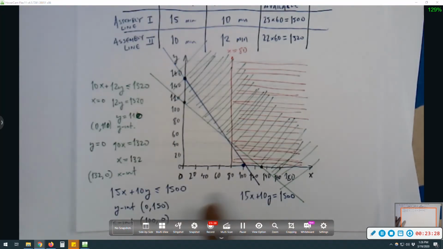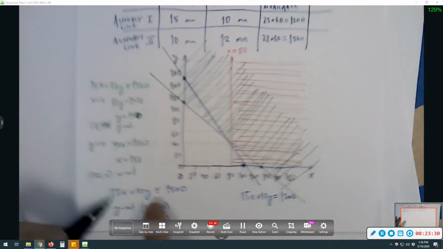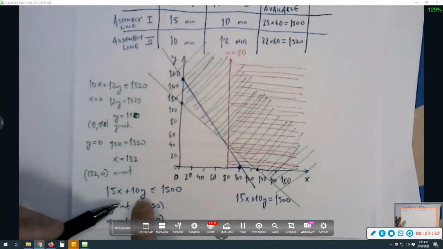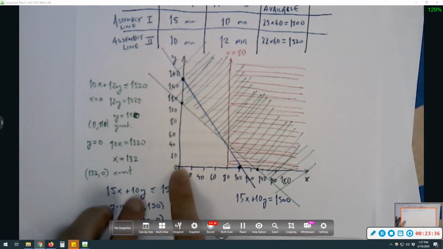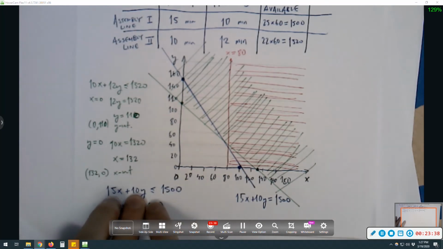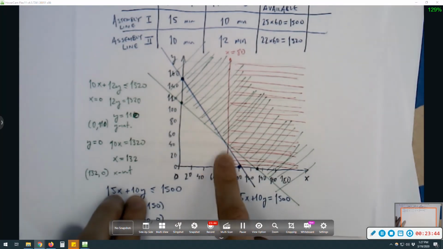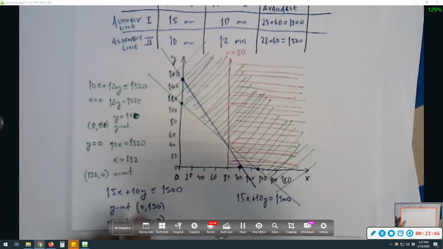Okay, so the way it works is that everything below is part of the solution, but in general, you should check a point. So (0, 0) does not work. It does work, (0, 0) does work. So that means this part below the line is the solution, so the other side is where we shade.